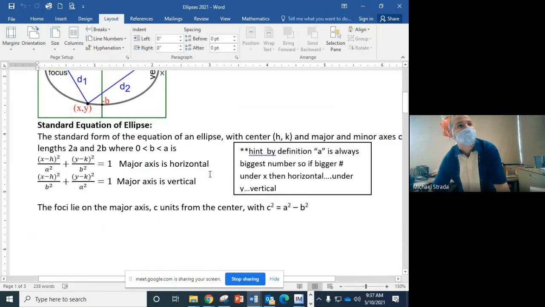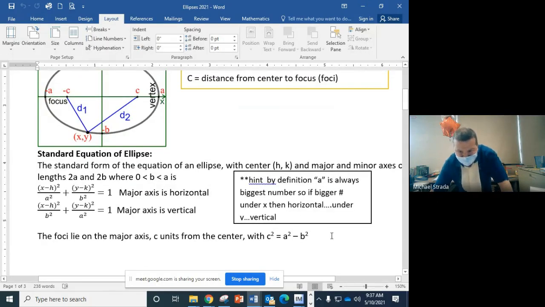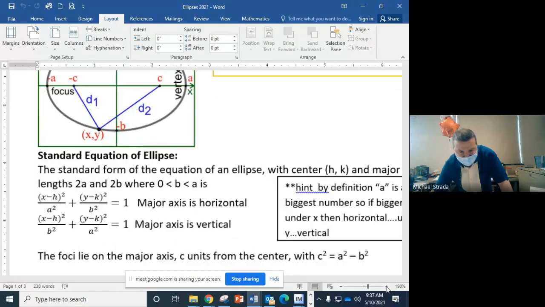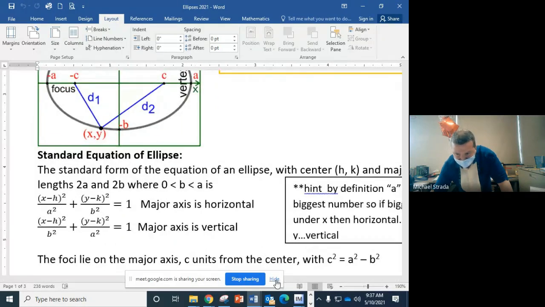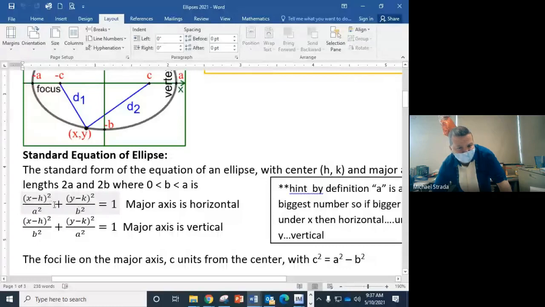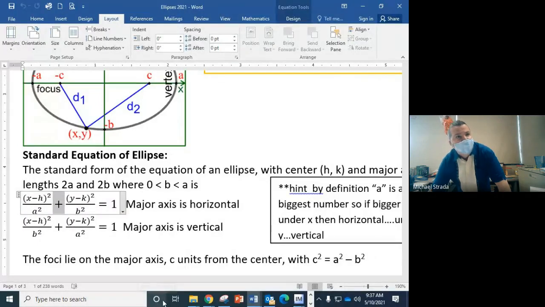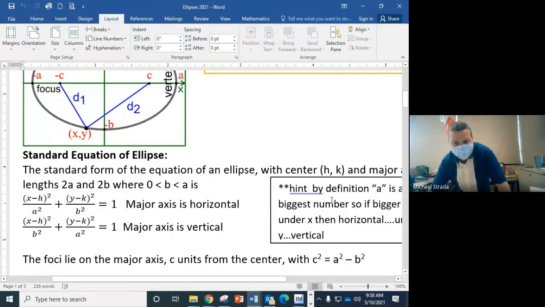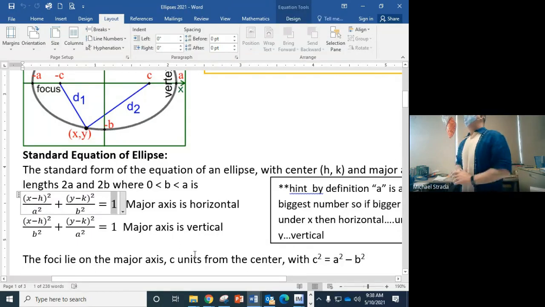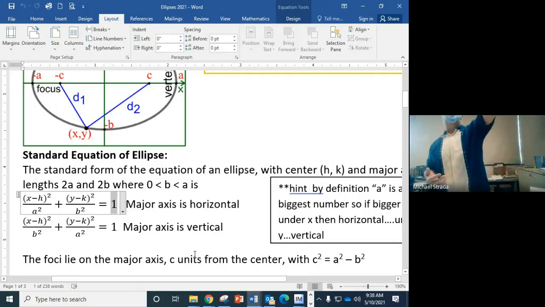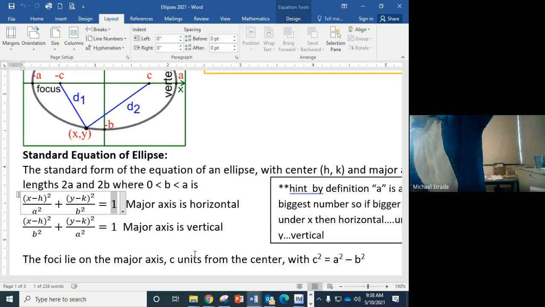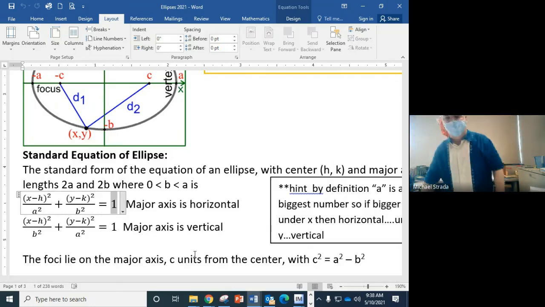Now the standard form of an equation. A couple things to keep in mind as you look at this. Number one, this is always a plus sign, always. So it's a plus sign between them. If not, then it's not an ellipse. It's a hyperbola, which we'll do beginning Wednesday. Number two, this is always equal to 1. That's where our fraction is going to come from. So instead of figuring out what the radius is, that's going to be 1. And then we're going to figure out the individual lengths through the denominators.